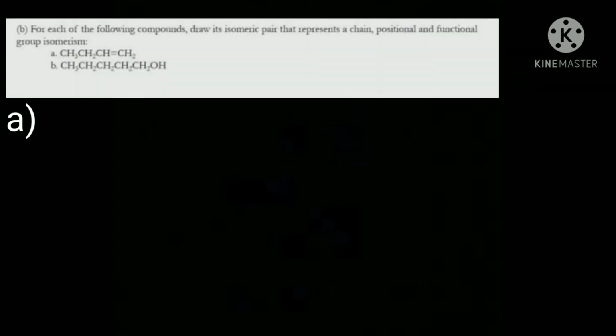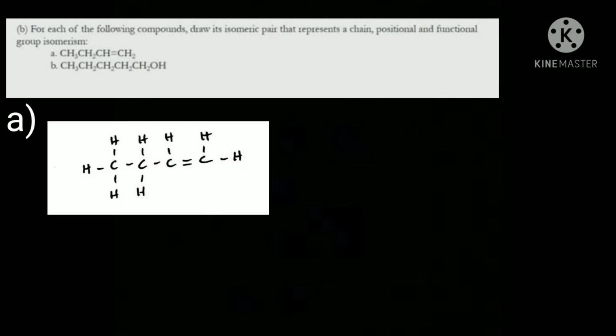Our second question is CH3, CH2, CH double bond CH2. The molecular formula is C4H8. We draw them as this. The IUPAC name for this is but-1-ene.